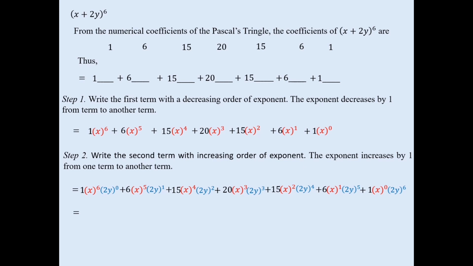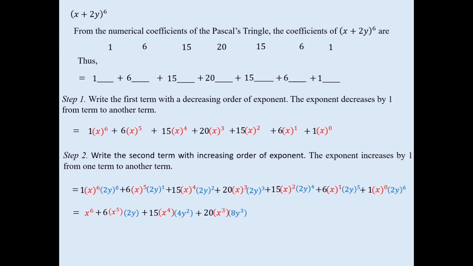After we have expressed this one, we will just simply simplify. You have x to the 6. You know that 2y to the power of 0 is just simply equal to 1. So you have x to the 6 plus 6x to the power of 5, which will be just simply x to the 5, and 2y to the power of 1 will be just simply 2y, plus 15x to the power of 4, of course, and 2y to the power of 2 squared will be just simply 4y squared. That's 2 times 2. Plus 20x cubed, that's x to the power of 3, and 2y to the power of 3 will be just simply 8y cubed.